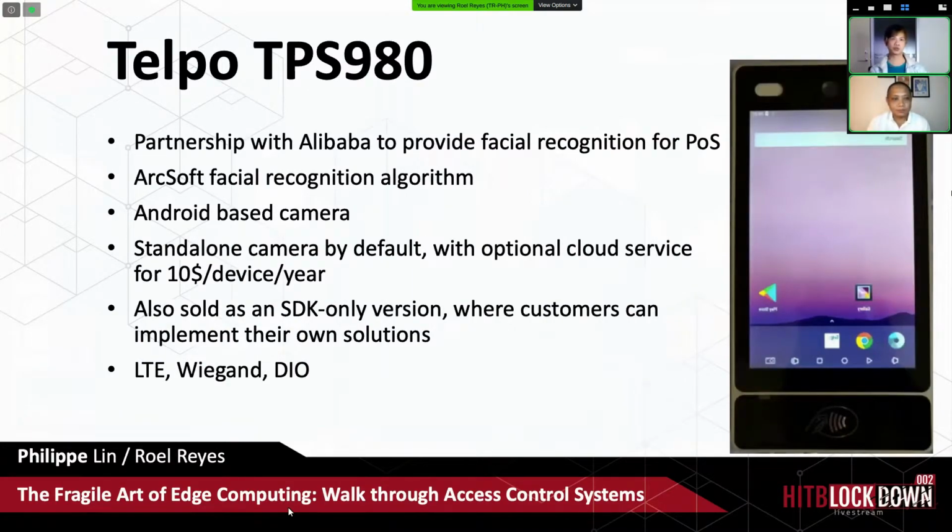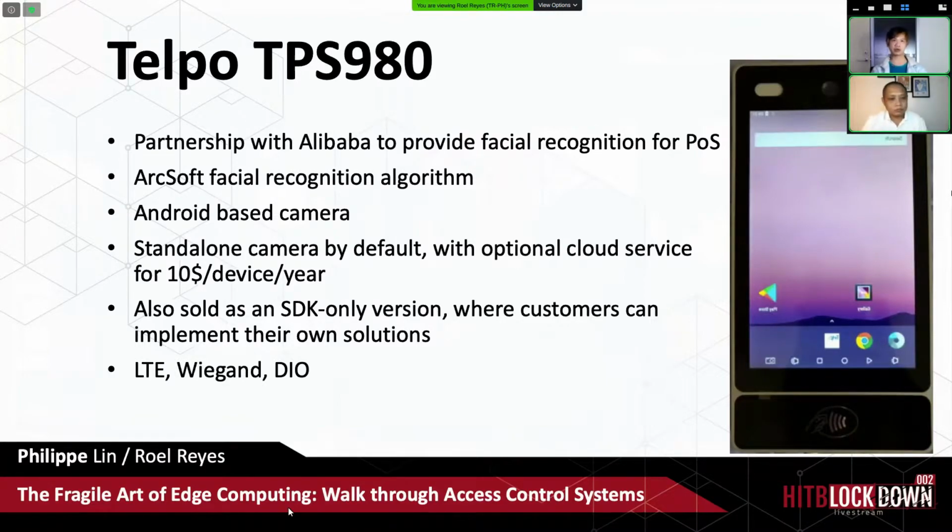Okay, and this one is a Telpo TPS980. Actually, we bought it for fun. Telpo is a partner of Alibaba. They provide a facial recognition service for the point-of-sale terminals of Alibaba shopping centers, and it uses ArcSoft facial recognition algorithms. It's a very common algorithm used by many devices.